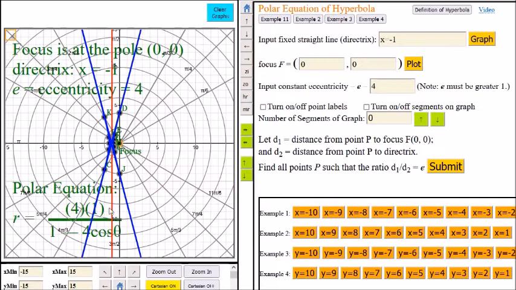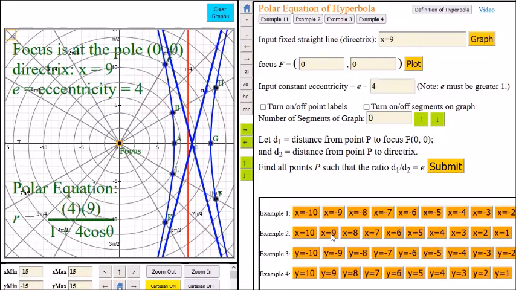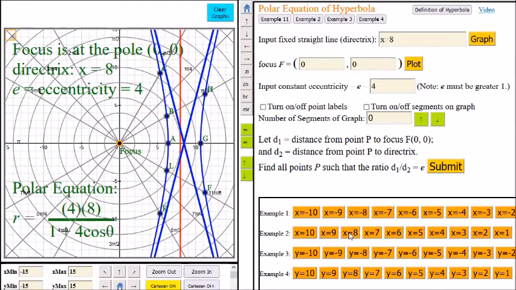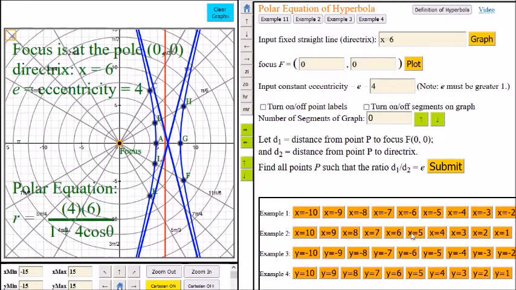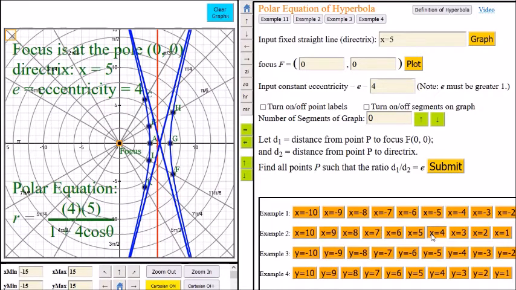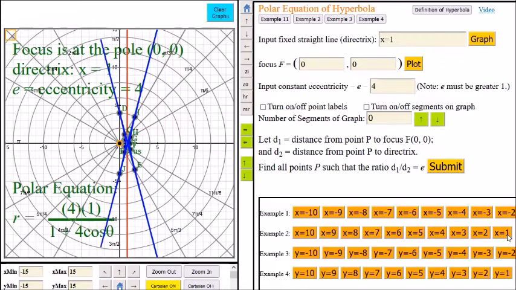And then once the directrix is over to the other side, meaning it's to the right of the pole, then this will become 1 plus instead of 1 minus. And so here we have the directrix x equal to 10. And so notice it'd be 1 plus eccentricity times cosine of theta. And here's directrix x equal to 9, 8, 7, 6, 5, 4, 3, 2, and 1.